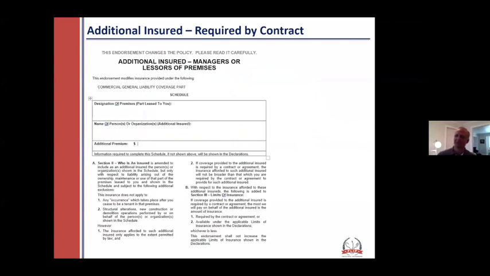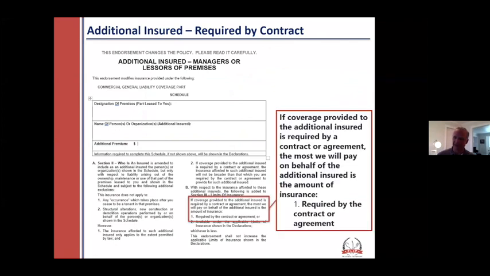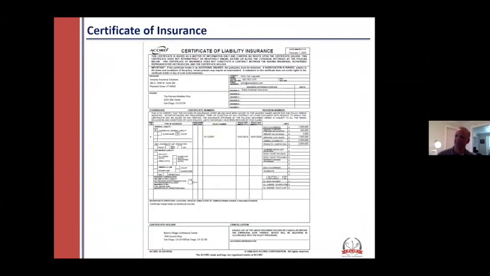These are additional insured endorsements, and I'm not going to go through them just because of time. But what I want to do is hit on the certificate of insurance. Especially if you're a market manager, it's really important to understand these certificates of insurance and not just get it and then throw it in the file.